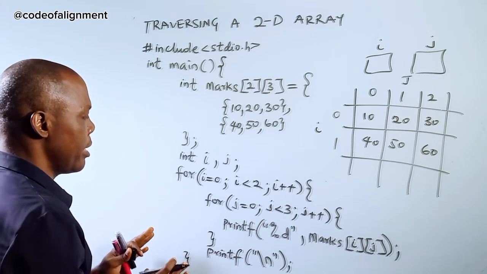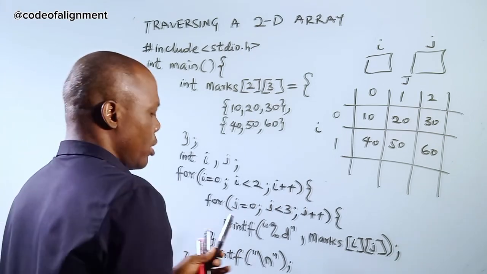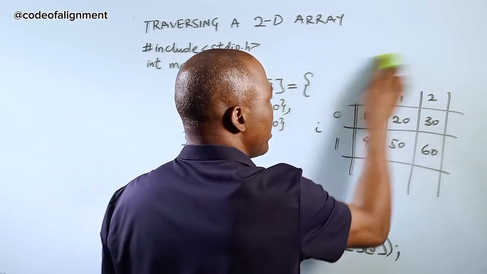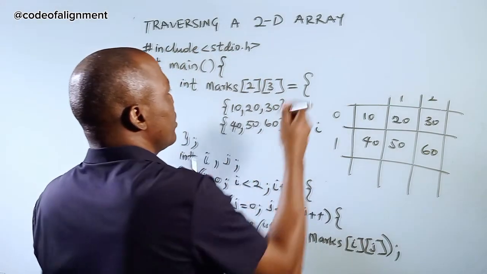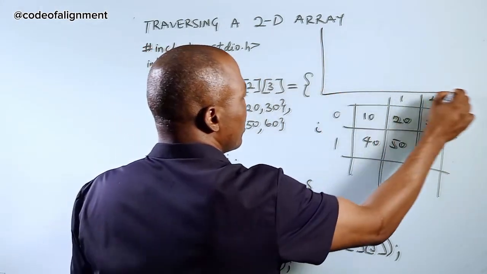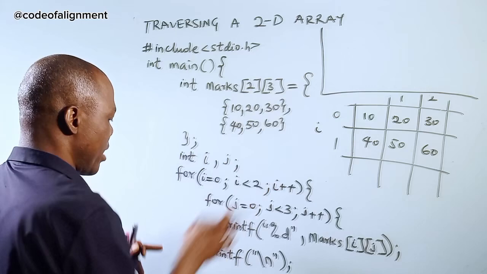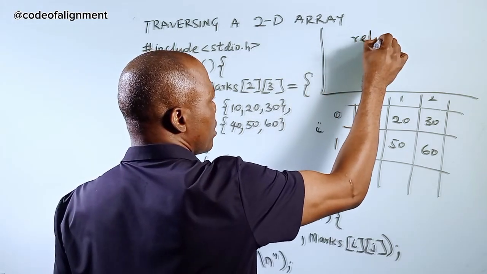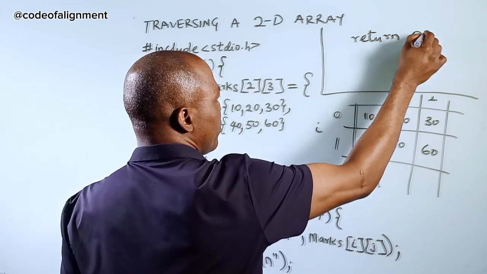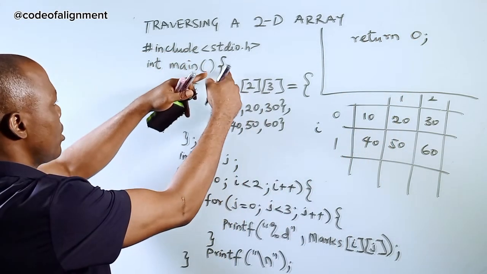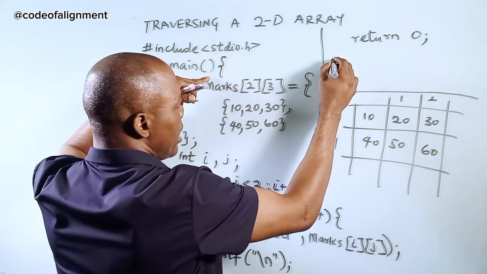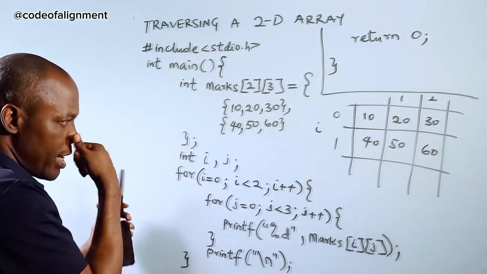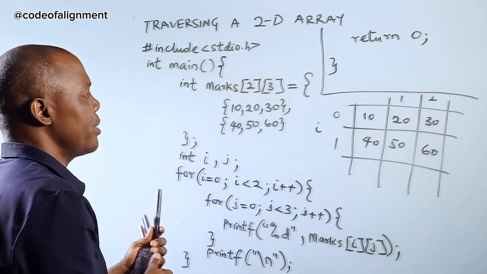I'll close it here. But my program has not finished because you are no longer going to see the bottom. So I will come here and finish it. What I want to write here now should be at the bottom. So I'll say return 0. Then this curly bracket for my main function, I'm going to close it here. So this is my nested for loop to traverse the array.